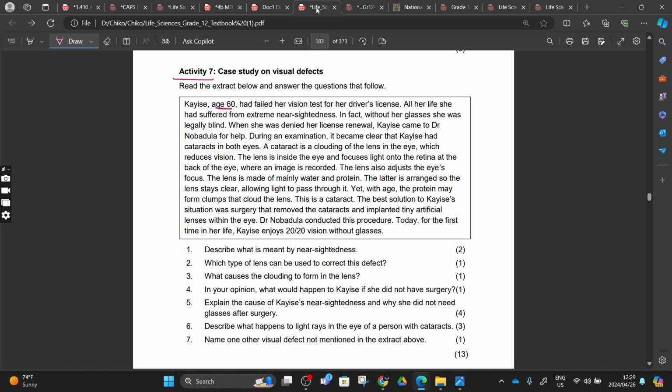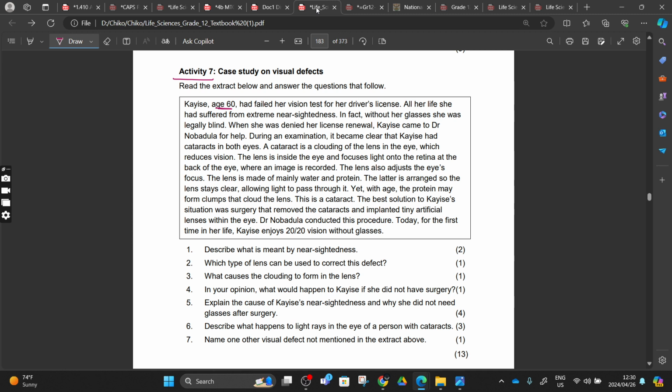The lens is inside the eye and focuses the light onto the retina at the back of the eye, where an image is recorded. The lens also adjusts the eye's focus. The lens is made of mainly water and protein. The latter is arranged so the lens stays clear, allowing light to pass through it. Yet with age, the protein may form clumps that cloud the lens. This is a cataract. The best solution for Kayise was surgery that removed the cataracts and implanted tiny artificial lenses within the eye. Dr. Nobadula conducted this procedure.